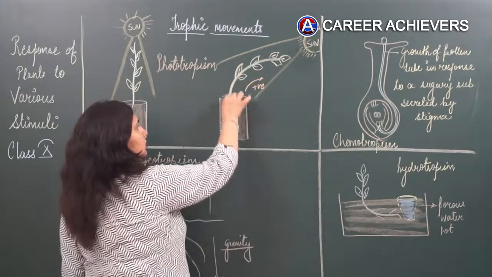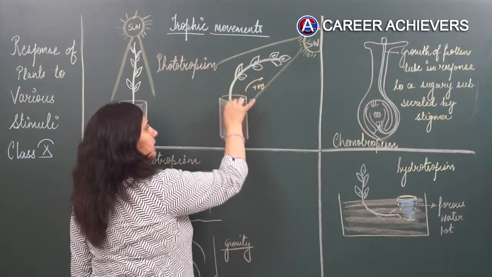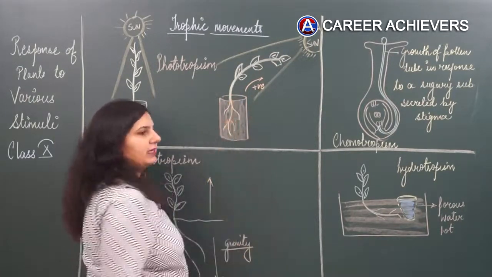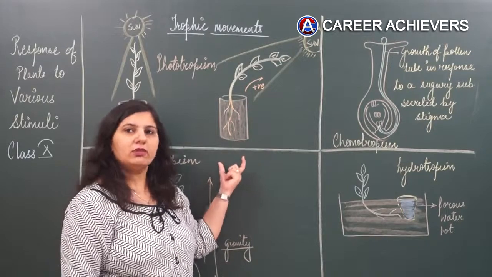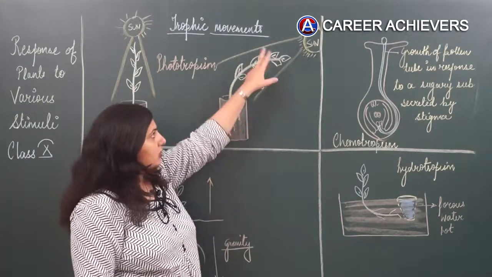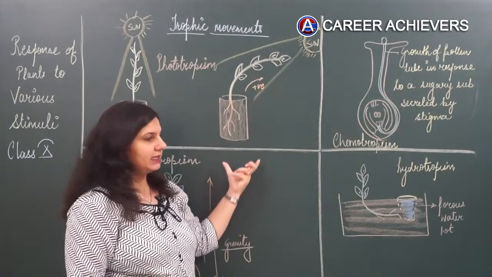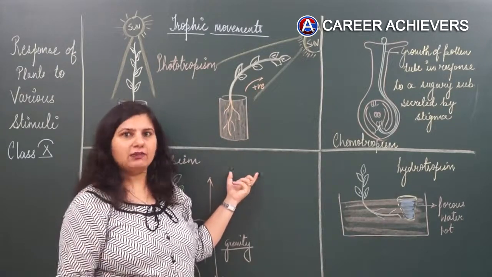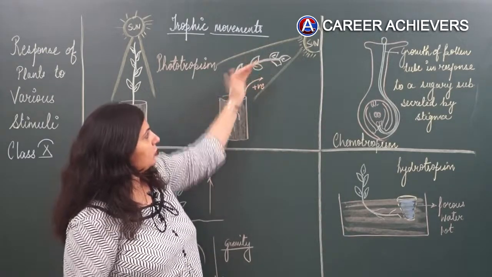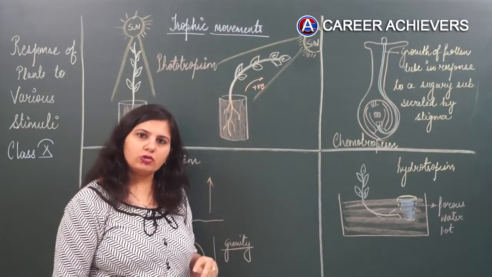In the same way, the roots move in the direction opposite to the direction of light. So this is negative phototropism. The light was upside, now the roots are moving in the downward direction, so that is negative phototropism. So we have positive phototropism and negative phototropism.